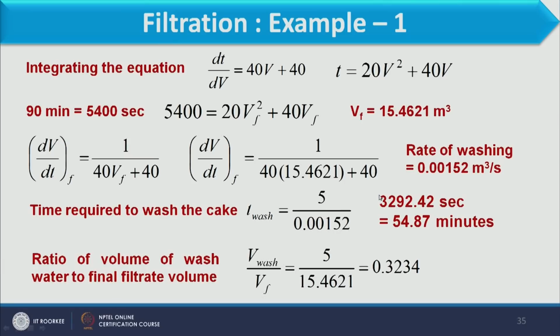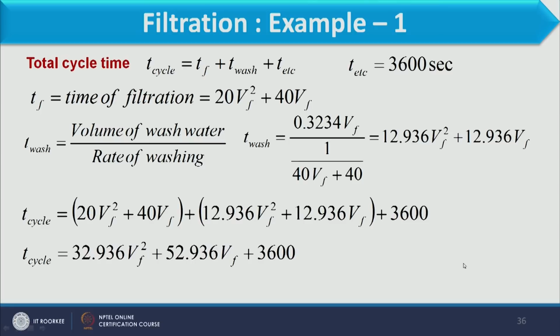We already know the rate of washing, and we know the volume of wash water used, which is 5 meter cube. Therefore, the time required to wash the cake is the volume of wash water divided by the rate of washing. That comes as 3292.42 seconds, that is 54.87 minutes. So here we have solved the first part. Now the ratio of the volume of wash water to the final filtrate volume, that is V wash by Vf, which we defined as x, comes as 0.3234.